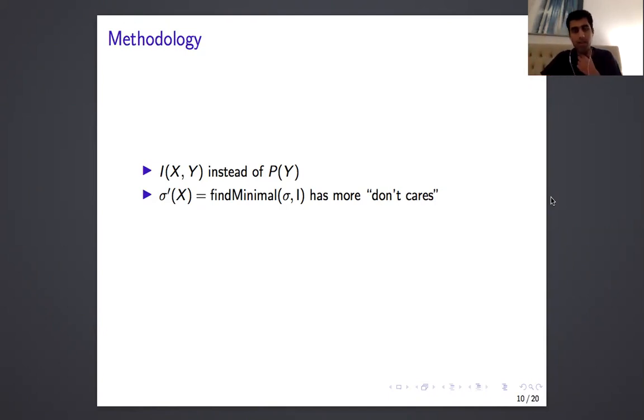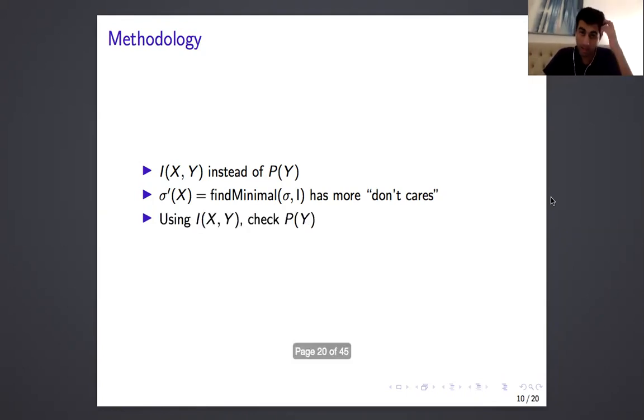So what we'll do is the same thing. We'll call the find minimal procedure, but not with property P, instead with property I, in the hope that we get more don't cares, and in turn a more relaxed activation pattern, and in turn a larger region in the input space. The constraint on this property I is that the property P that we want to verify should be checkable using I. This will be made more clear in the next slide.